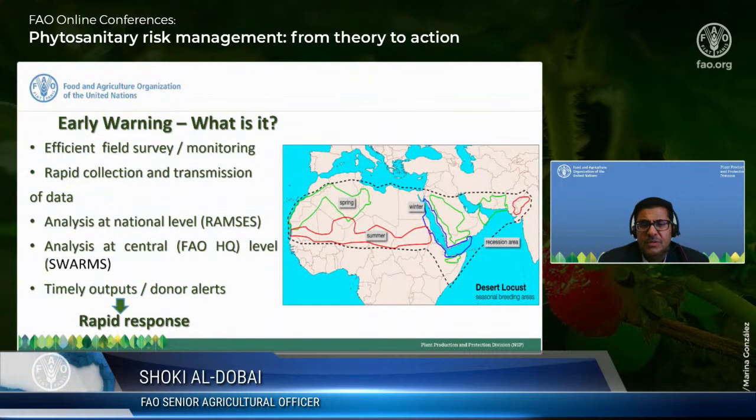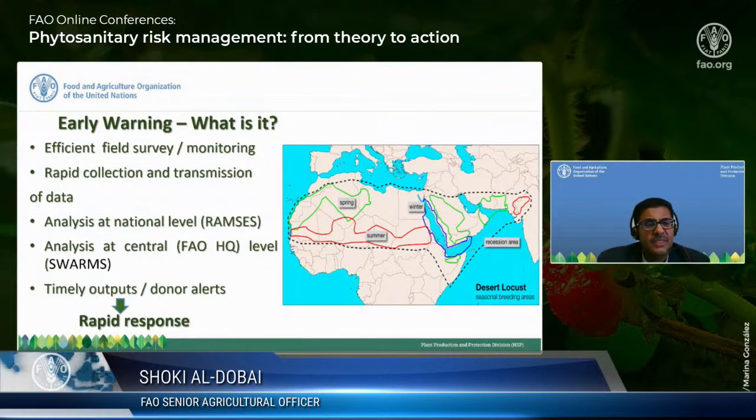So the key to effectively keeping the desert locust under control is monitoring and early warning, of course. To have a successful, timely early warning, we need a very good setup of field survey and monitoring. And this is what we have through our regional commissions. They ensure the countries do regular surveys. As you see in the map, in these breeding countries we have different breeding areas: the winter breeding areas in blue, the spring breeding areas in green, and then the summer breeding areas. So we support the countries in all these breeding areas to carry out regular surveys and to submit daily reports in real time.